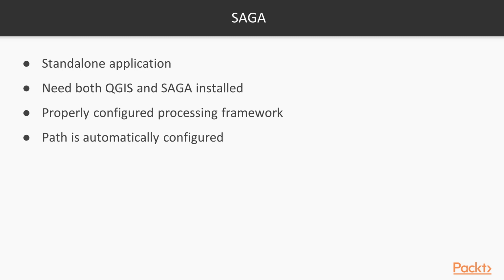If you are running Windows and you installed QGIS with either the OSGeo4W or the standalone installer, Saga will be included. More importantly, the path to the Saga executable is automatically configured. There is nothing you need to do, just use the Saga tools. In this video, we have rescaled the rasters.